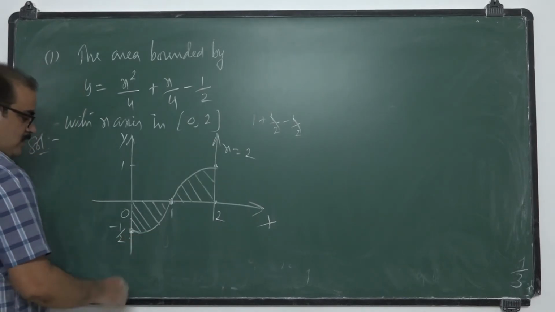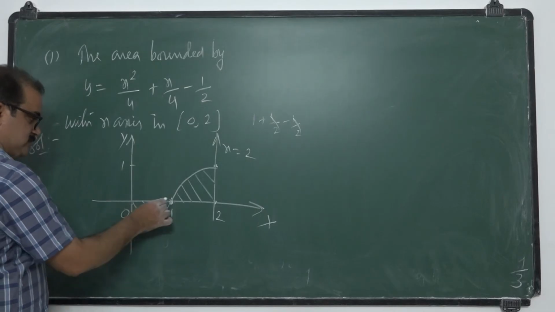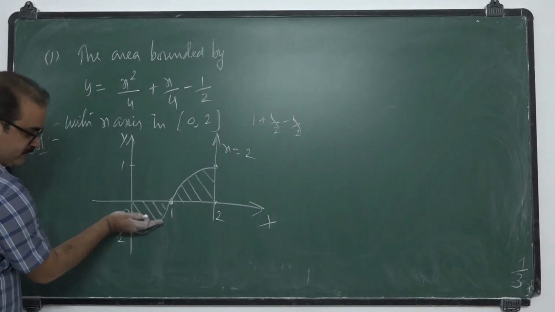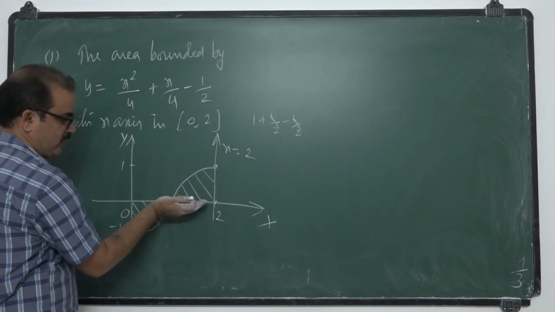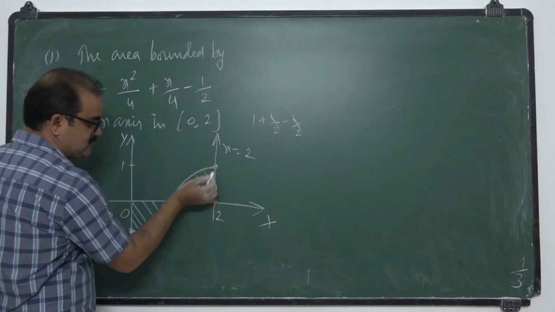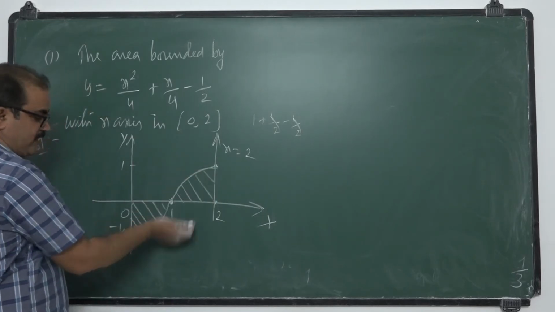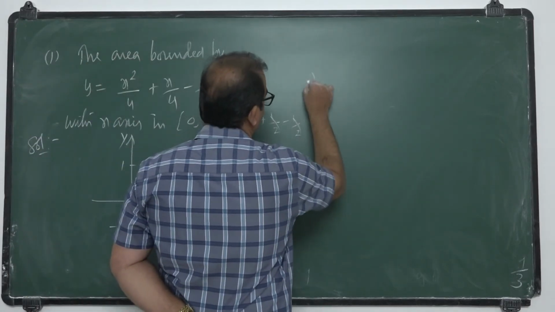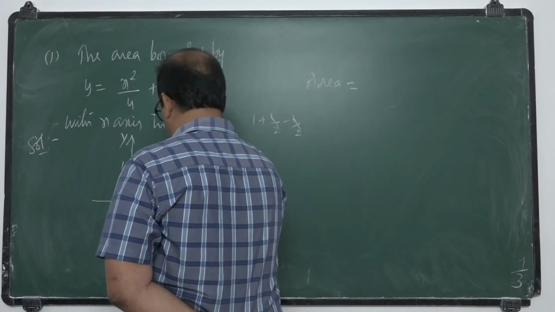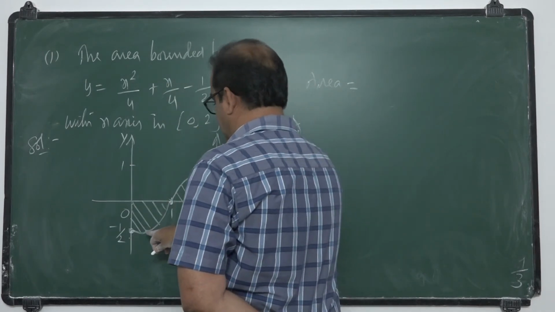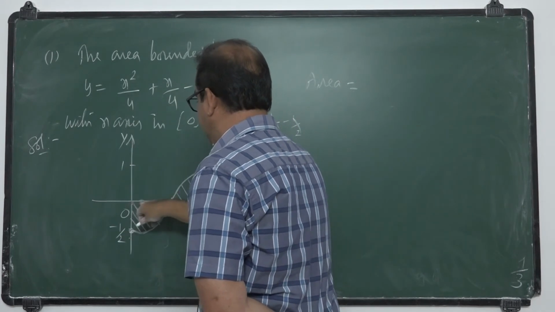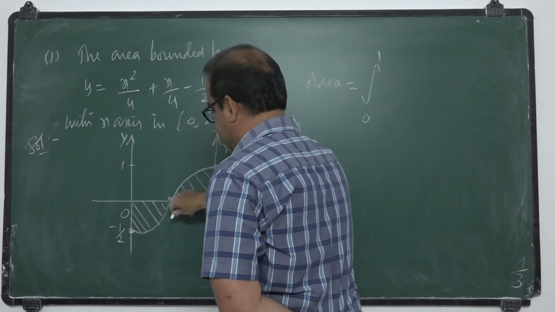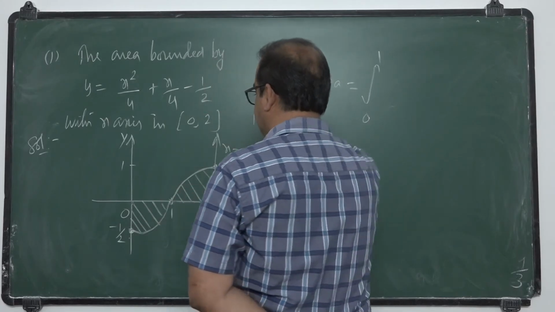This part. Now see here, in the interval 0 to 1, this curve is considered as negative because it lies below the x-axis. In the interval 1 to 2, this curve is considered as positive because it lies above the x-axis. Okay, now area is equal to split this area into two parts. For the first part, what are the limits of x? 0 to 1. Here it lies below the x-axis, so we take minus y dx.